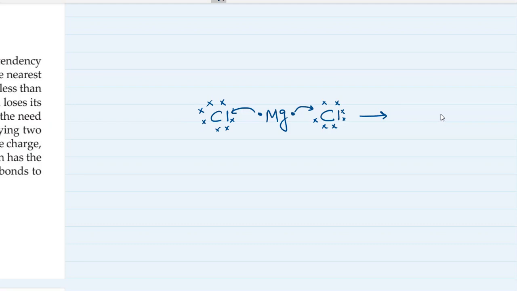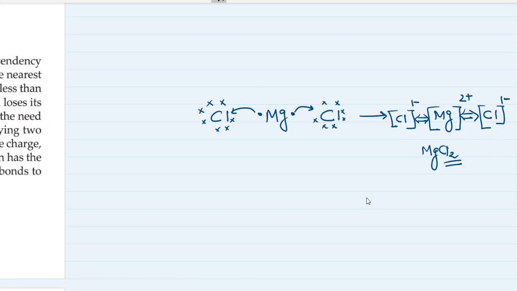This results in the formation of magnesium chloride, in which magnesium has acquired a 2 plus charge, which is attracted by chlorine, each of which acquires a 1 minus unit negative charge. This is how magnesium chloride, MgCl2, is formed. Since it is formed by mutual exchange of electrons between atoms of the metal magnesium and the non-metal chlorine, it is known as an electrovalent or ionic compound.